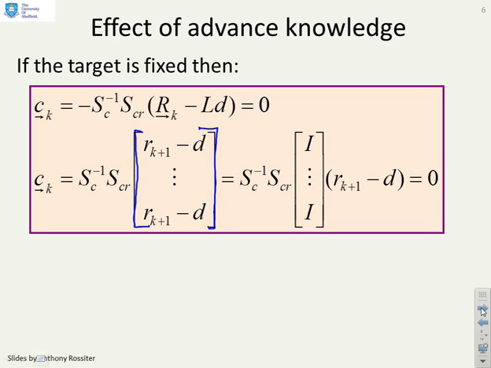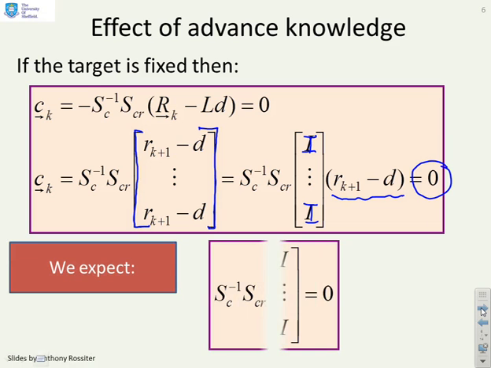And what that means is I can express that R future term as this matrix with lots of identities times the first one. And what I'm expecting is that this is 0. So if I go through the algebra, what that's telling me is that actually I have this identity here. The SC inverse times SCR times this matrix of identities must be 0.